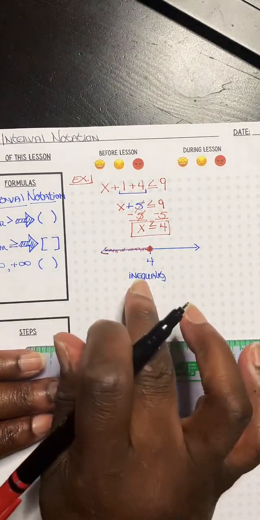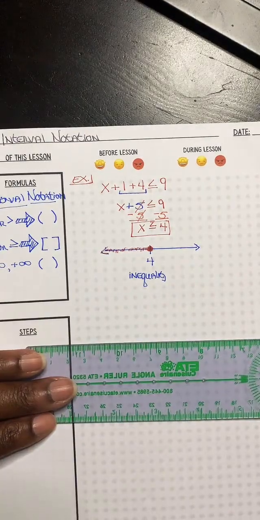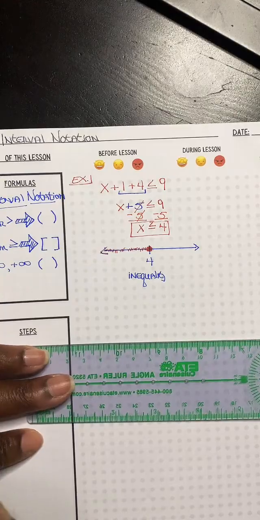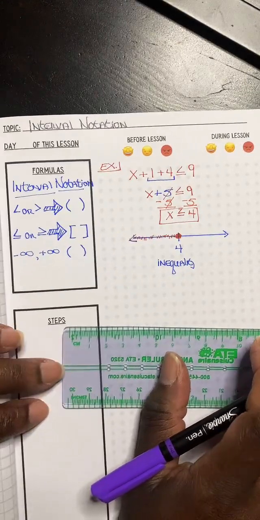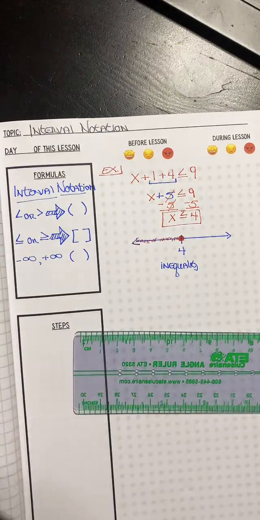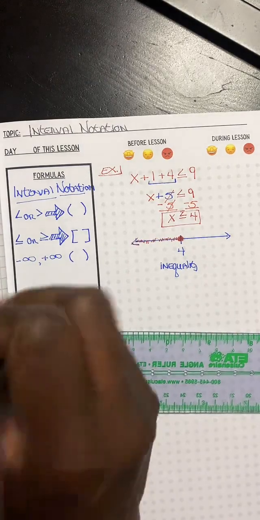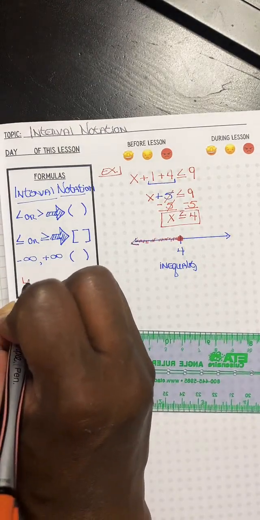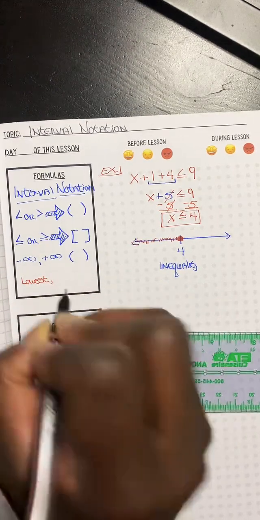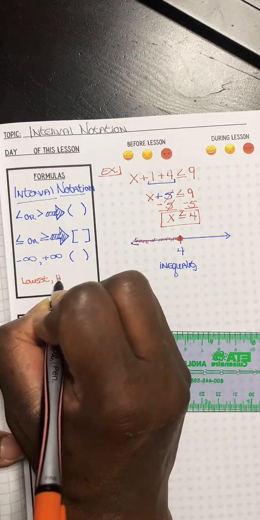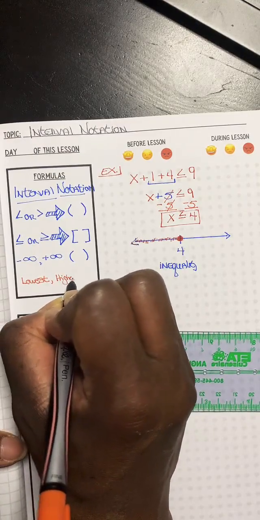But this is what we did yesterday. What we're going to do today is the interval notation. So the major thing that I want to add to this formula that we really need to know is that you always start with your lowest number. So it's always your lowest, then your highest, okay? Or the number that you're going up to.